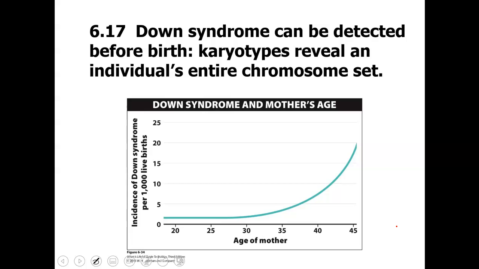Down syndrome can be detected before birth. Karyotypes are going to reveal an individual's entire chromosome set. With Down syndrome, the risk tends to increase at the age of about 35 in the mother, and the reason is that the genetic material in the egg at that point is 35 years old.